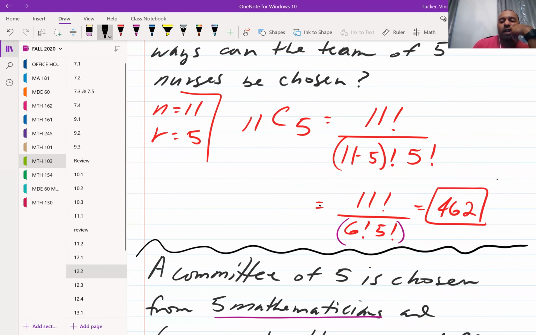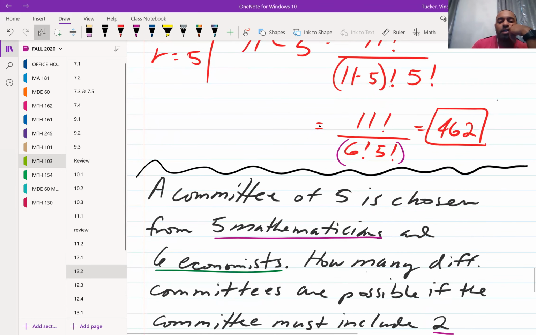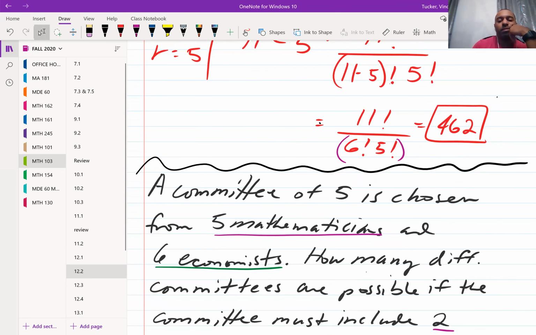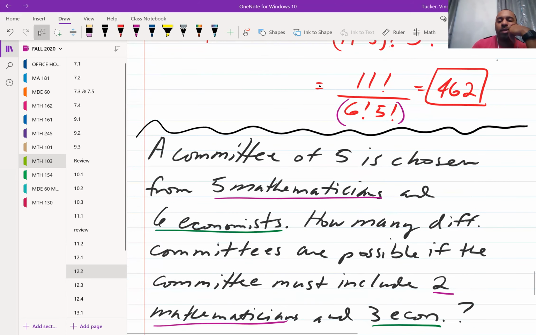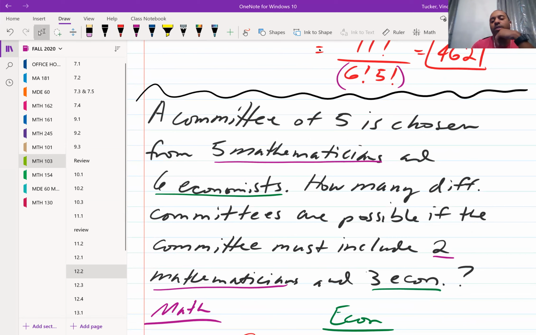Next one, a committee of 5 is chosen from 5 mathematicians and 6 economists. How many different committees are possible if the committee must include 2 mathematicians and 3 economists? Give you a chance to write that.